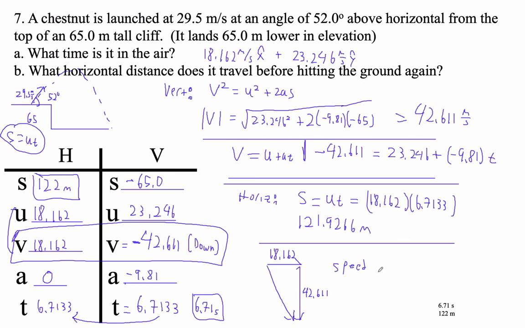And the speed is going to be the square root of 18.162 squared plus 42.611 squared. That's 46.3 meters per second. And that's the other question that it asks. I'm not going to circle that because it's not something it asks for in this question, but you'll see it in the other question, so you should be able to do that.